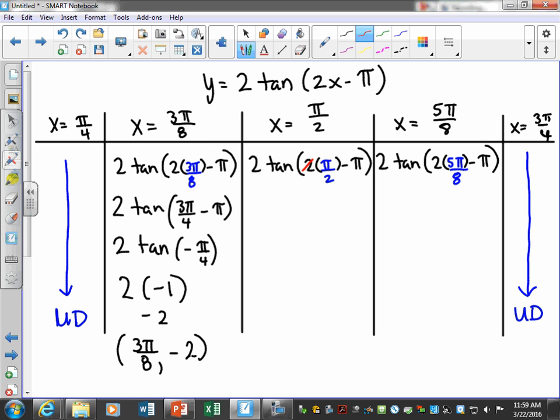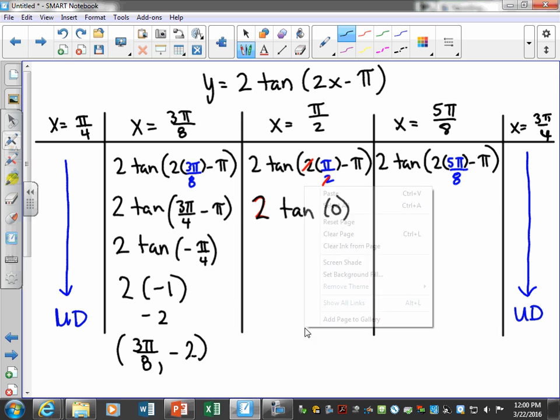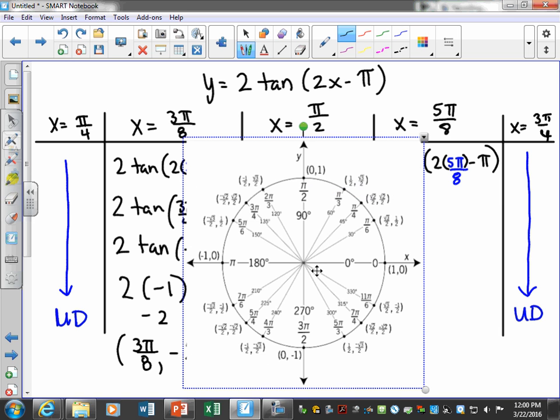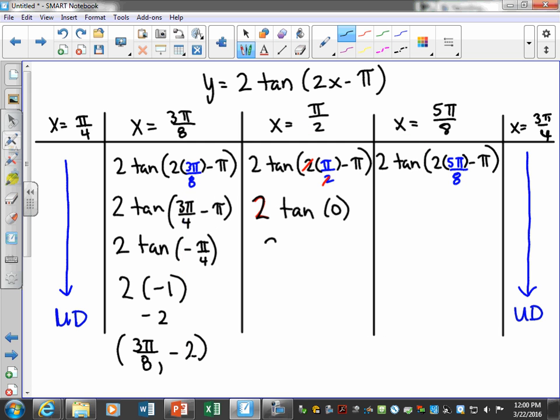So the 2's will cancel, so that's nice. So we're just going to have pi minus pi. So we'll have 2 times the tangent of 0. Okay. 0 here, what's the y over the x? 0 over 1, 0 divided by 1 is just 0. So that would just be 2 times 0, which is 0. The ordered pair would be pi halves, comma 0.